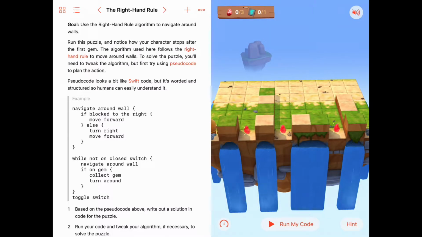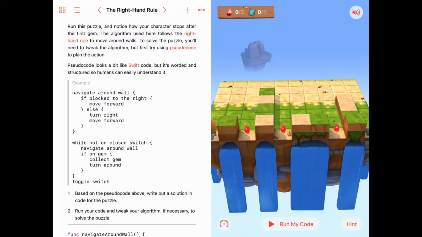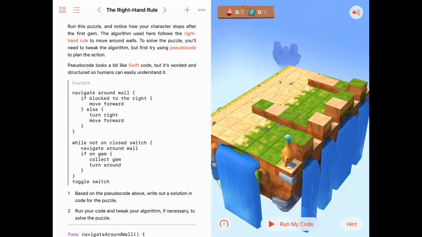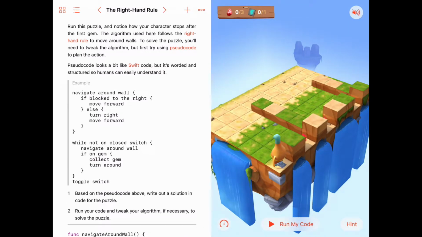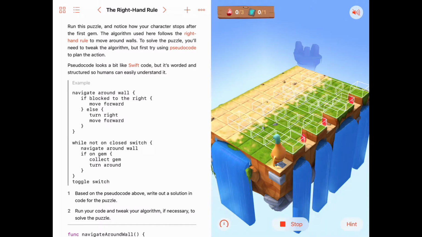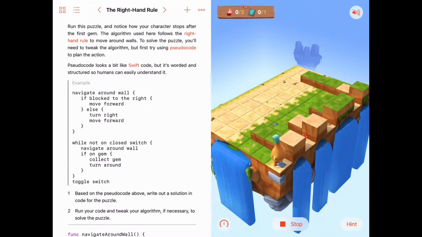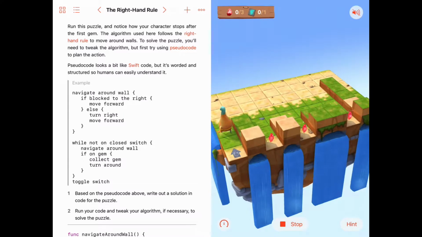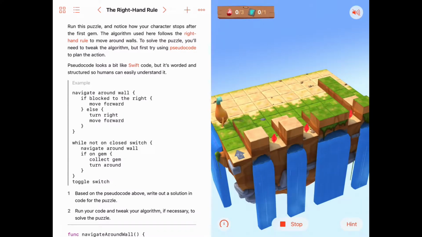Okay. We'll get back to this while loop in a minute here, but let's run this code. Okay, and let's watch what Byte does here. Okay, so there's a gem 2 squares over here to his right.